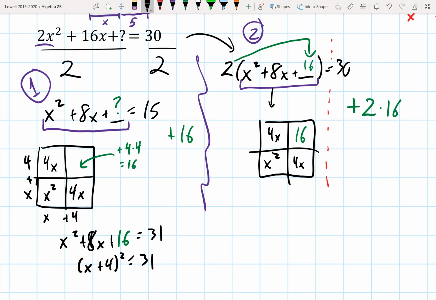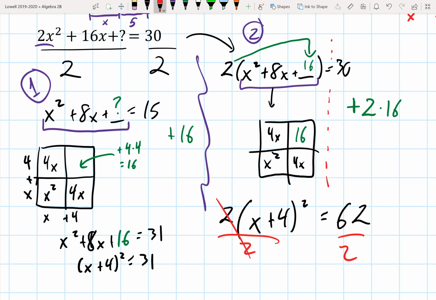So what do I have? Now I'm just working with the parentheses here. So we know that that parentheses now has been made factorable. X plus 4 squared equals, let's see, 30 plus 32, which would be 62. But notice here, if I divide both sides by 2 anyway, I'll get back to this. And so no matter how you look at it, it should be possible.